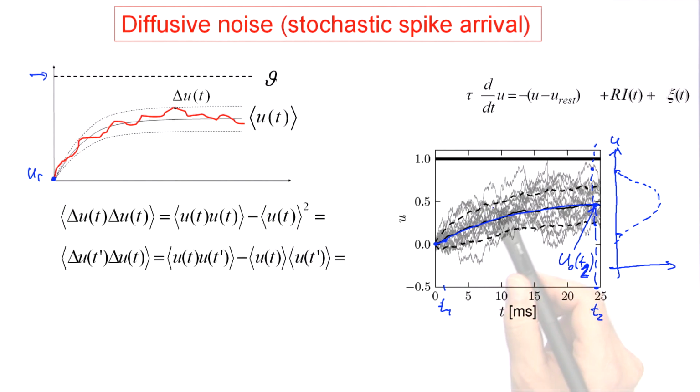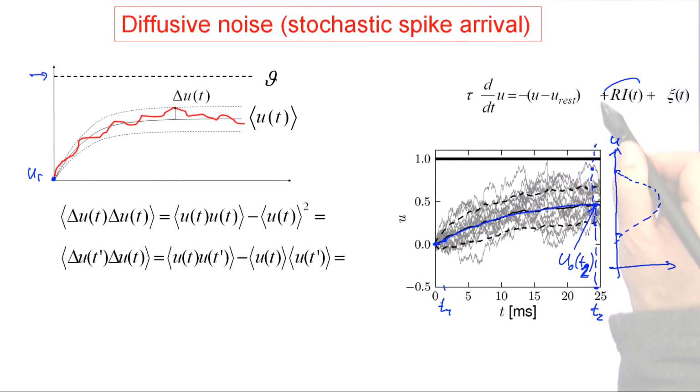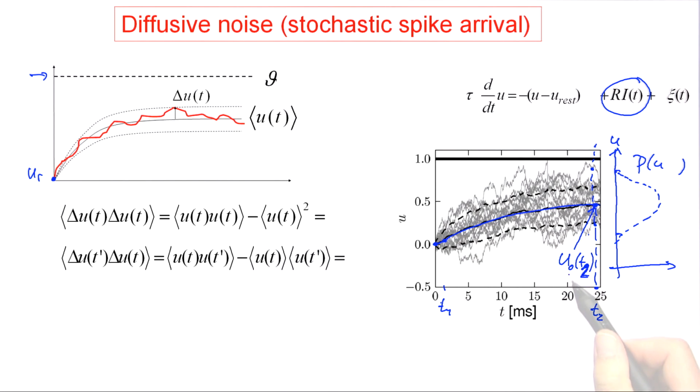Now, if I have many different trajectories, many trials, all starting at the same reset potential, all driven by the same deterministic input I of t, then I can build up this distribution of membrane potentials, which is P of U, now evaluated at this specific point, U of T2. It has a mean, and this mean is this value here, U0, the mean at time T2. And it also has some variance. And the variance is what we can calculate mathematically.